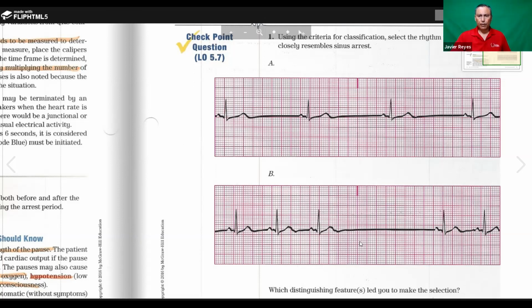I had to step out really quick. So what was the duration of the pause?